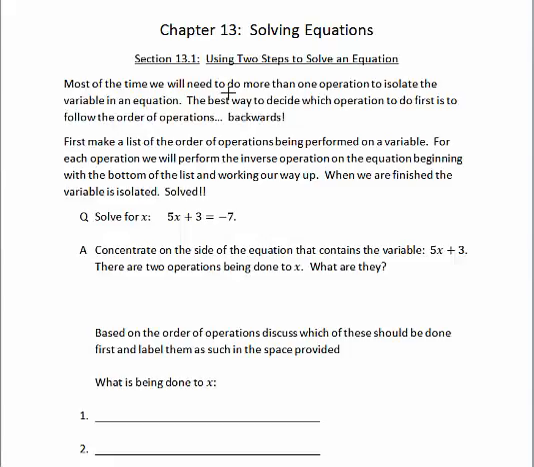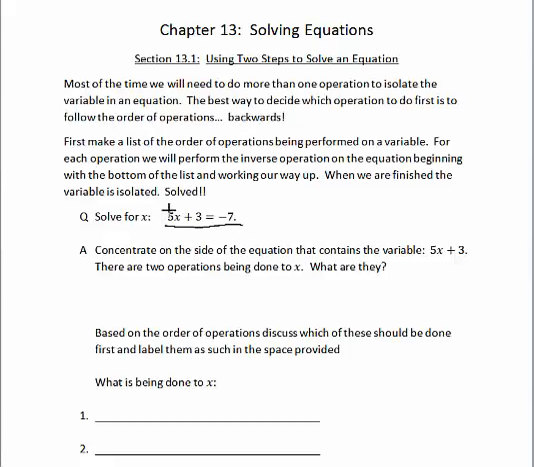In chapter 13, we're advancing to two-step equations. In other words, there are two operations happening to the variable on one side of the equation. So our first question is we are given this equation, 5x plus 3 equals negative 7.